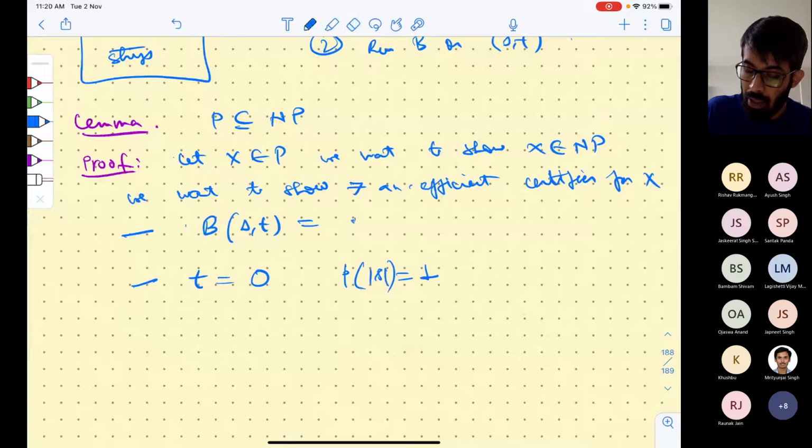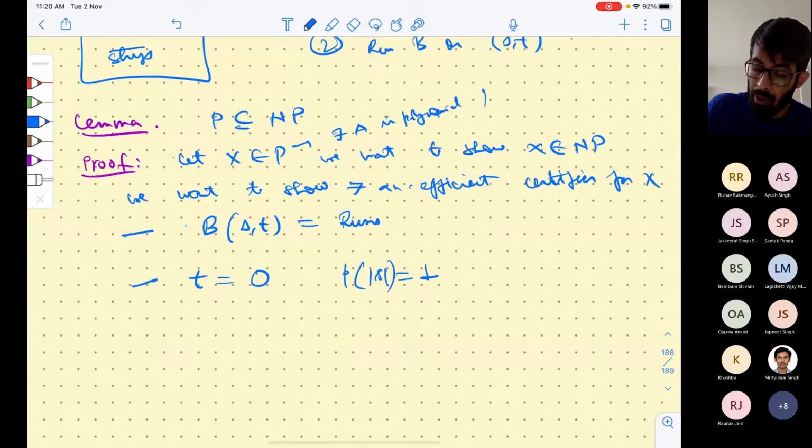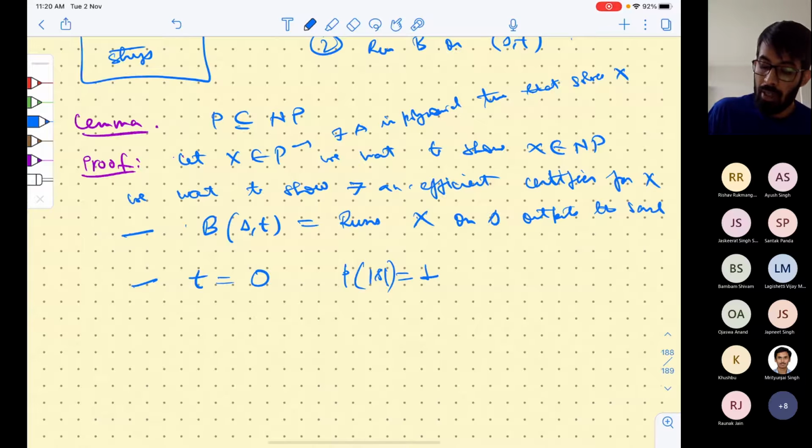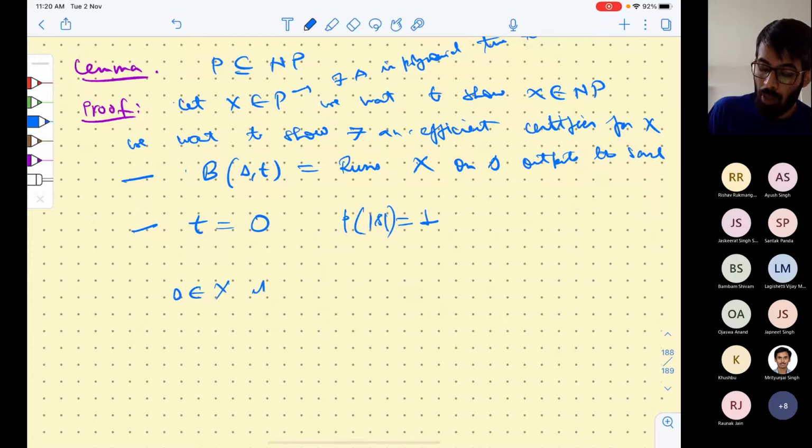It just runs this. Suppose X belongs to P, so there exists some algorithm A in polynomial time that solves X. B runs basically A on S, and outputs the same. Right? So S belongs to X if and only if B outputs yes.